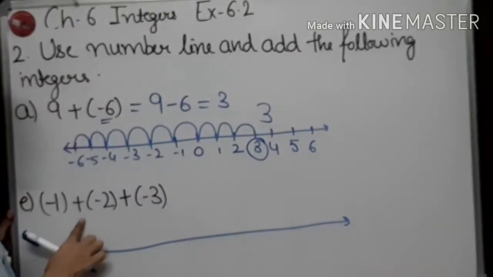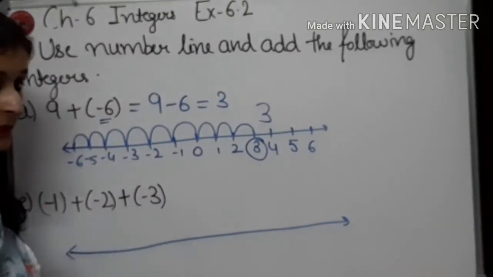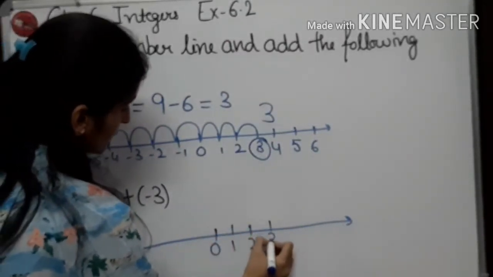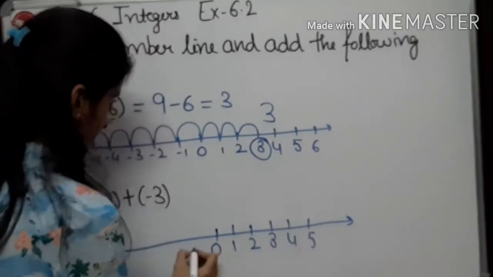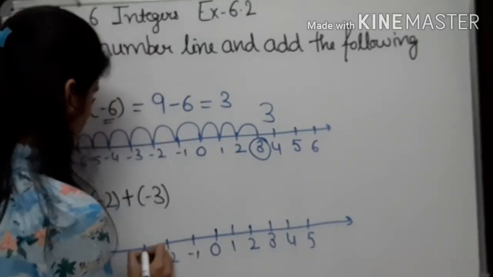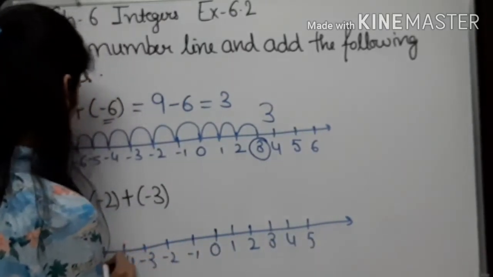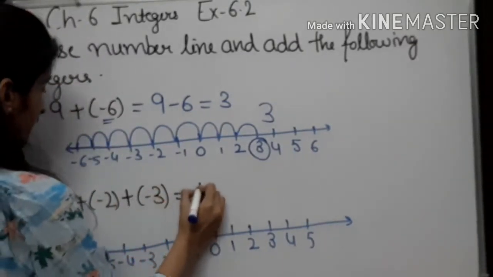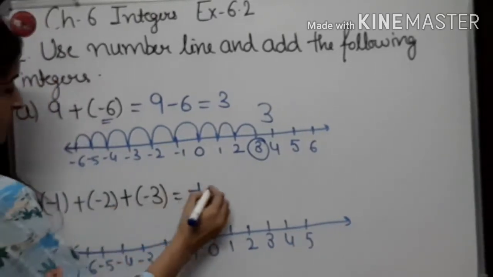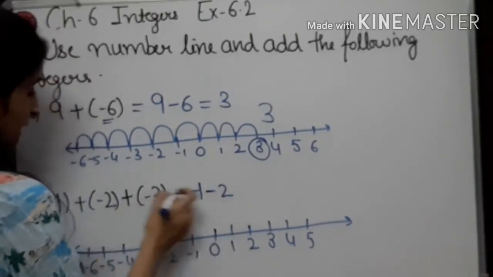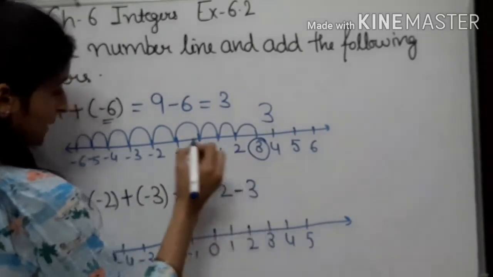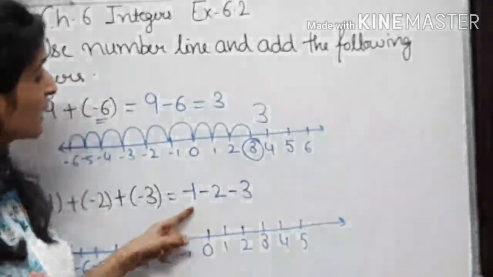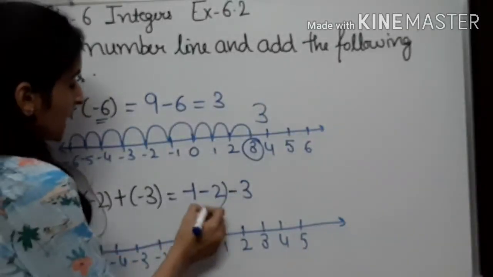Now the next is minus 1 plus minus 2 plus minus 3. 0, 1, 2, 3, 4, 5. Minus 1, minus 2, minus 3, minus 4, minus 5, minus 6. So minus 1 plus minus is minus. Then again plus minus is minus. Okay. Minus 1, minus 2. It means we have to subtract. Firstly, we will take these numbers.